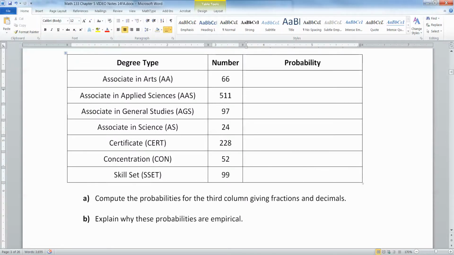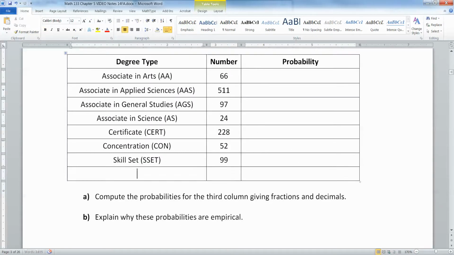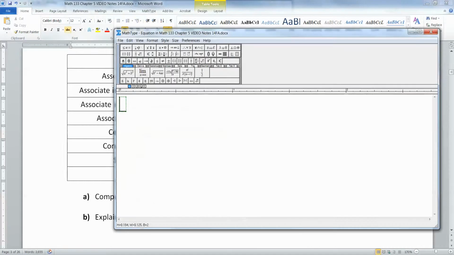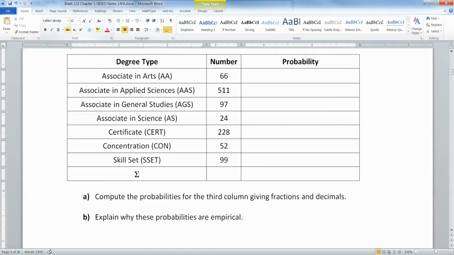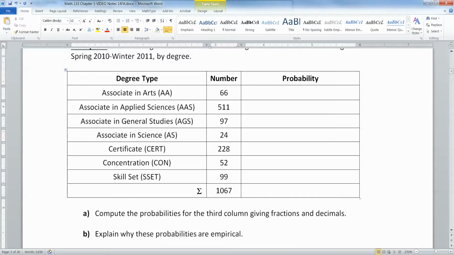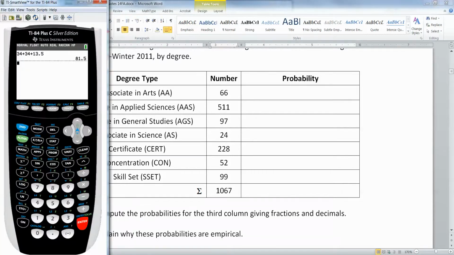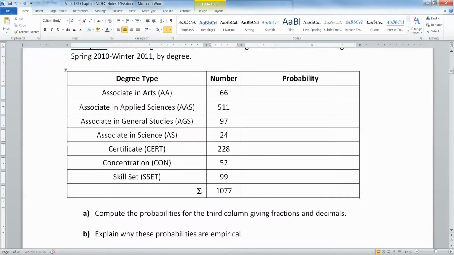So let me add that in down here at the bottom real quick. So the sum is equal to 1067 if I'm not mistaken. I'll double check that. So I can check this by adding them up with my calculator here real quick. 511 plus 97 plus 24 plus 228. Oops, it's 1077. I was wrong. Sorry about that. Okay, so that sum is 1077.